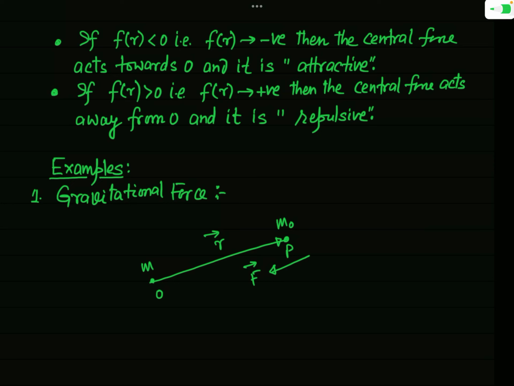And so you can see, if F of r is less than 0, that is, F of r is negative, then the central force acts towards O and it is attractive. I have already explained it. And just opposite, if F of r is greater than 0, or you say that F of r is positive, then the central force acts away from O. Remark it, away from O, and then it is actually a repulsive central force.